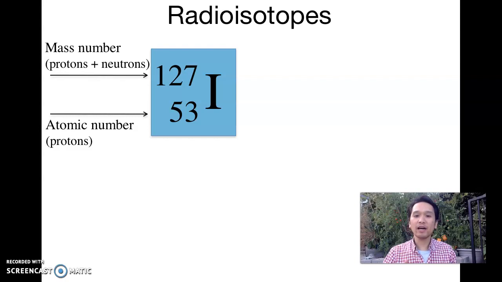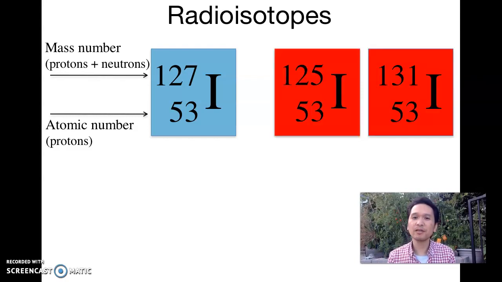It turns out there are other isotopes of iodine. For example, iodine 125 has a mass number of 125, and iodine 131 has a mass number of 131. Remember that the mass number is basically the number of protons and neutrons added together. So iodine 125 would be an iodine atom that has 53 protons, but how many neutrons? Let's do our calculator. 125 minus 53, that would be 72 neutrons, right? So again, that was just a little bit of review of isotopes.